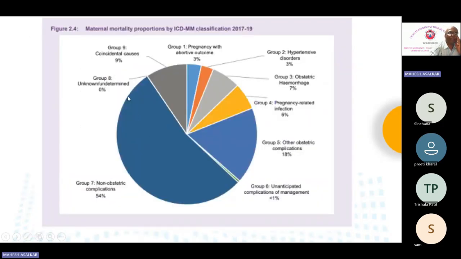Then coming to this pie diagram, this shows the maternal mortality proportions by ICD-MM classification. If you see here, the non-obstetric complications contribute around 54%. And the obstetric related causes are abortive outcome, hypertensive disorders, obstetric hemorrhage, and pregnancy related infections. So this is less than 50%, while the rest of the causes are the indirect causes.